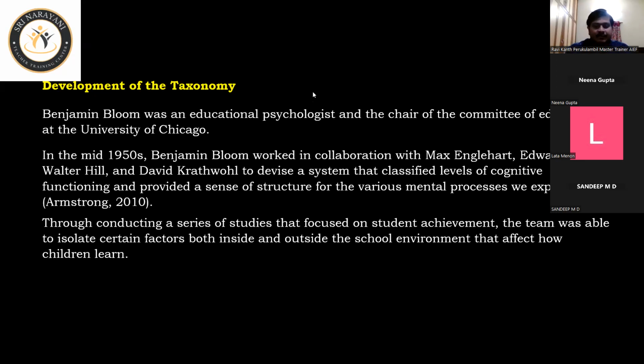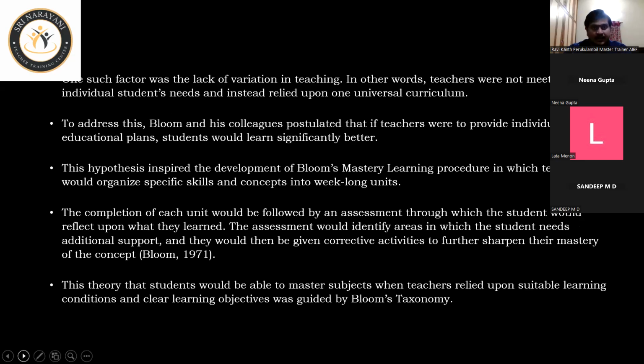they are trying well. But then I request you all to definitely go to each and every one of your colleagues and friends, or whoever is into teaching, and give an awareness about the three domains of Bloom's taxonomy. It's very much important that we understand all the three domains. Anyway, one such factor was the lack of variation in teaching. In other words, teachers were not meeting each individual student's needs and instead relied upon one universal curriculum.